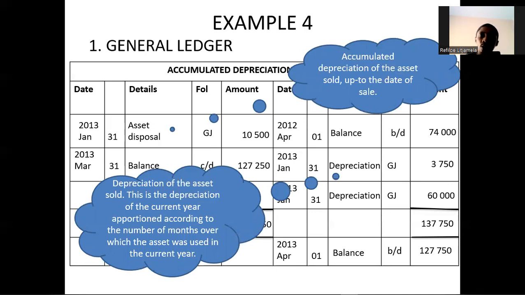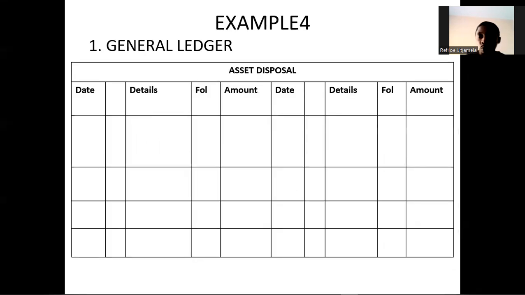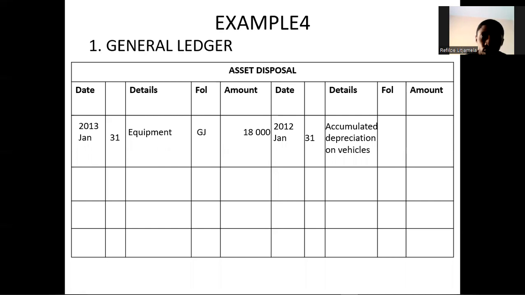The last general ledger account we are going to prepare will be the asset disposal account, which I said will always be the same. On the debit side, you only have the cost price of the asset being sold, and that will be 18,000. Then on the credit side, you'll have the accumulated depreciation of the asset sold, and that will be 10,500, and you'll have the selling price of the equipment sold, which was 800, and that will be on the credit side.